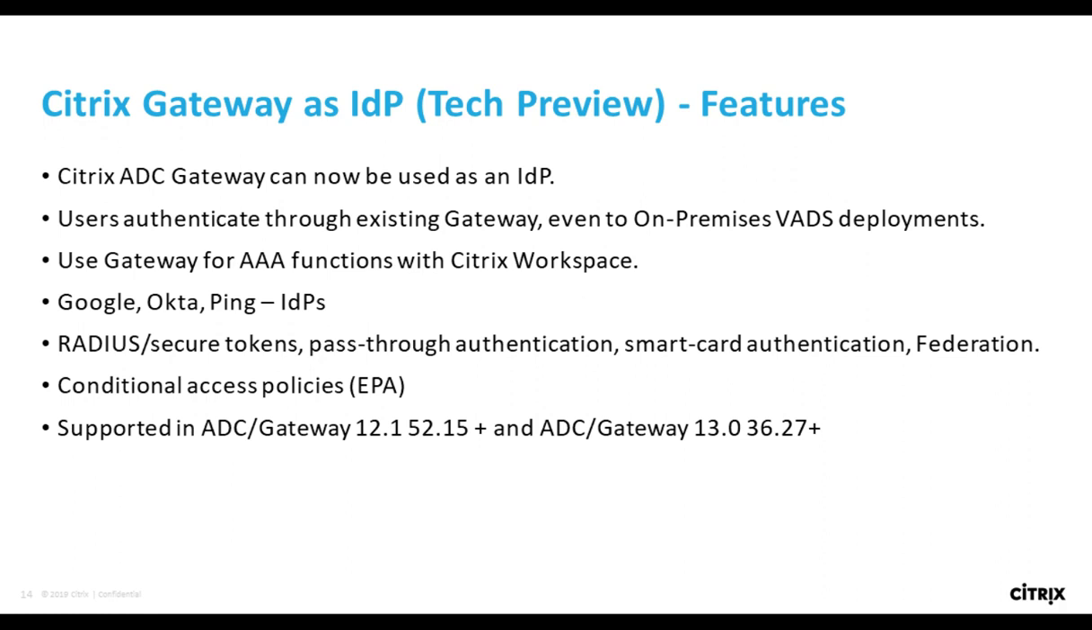So in order to use Citrix as an IDP, again, you need to have your ADC license, and your users will authenticate through your existing gateway, even to on-premises virtual apps and desktop service deployments. So you will be able to leverage Citrix Gateway for authentication, authorization, and auditing functions with Citrix Workspace, and use features like pass-through authentication, smart cards, secure tokens, conditional access policies or EPAs, federation, and many others, while providing your users access to the resources they need for Citrix Workspace.